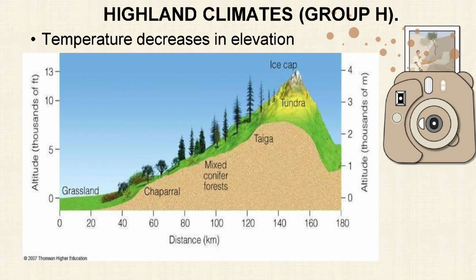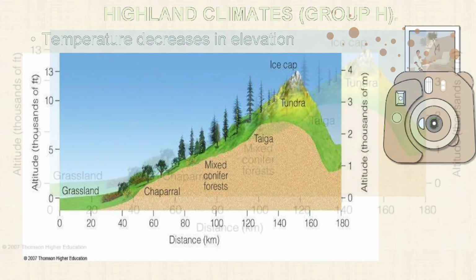Next is highland climates. Temperature decreases with elevation, so climbing 300 meters can cause climate change equivalent to traveling 300 kilometers northward. It is not necessary to visit the polar regions to experience the polar climate, because when ascending a high mountain, one can travel through many climate regions in a relatively short distance.